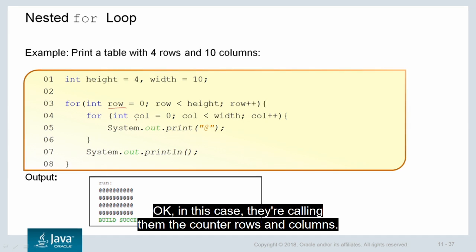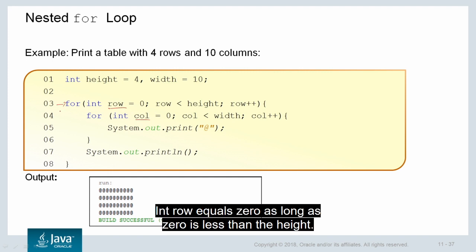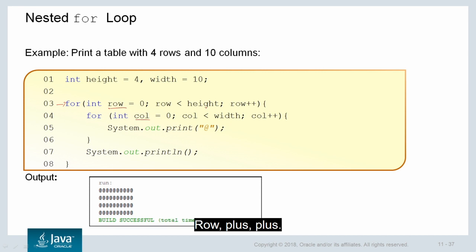Okay, in this case they're calling the counters rows and columns. So what is going on here? It's an example where we're printing a table of 4 rows and 10 columns using the at character. First loop right here: int row equals 0, as long as the row is less than the height, row plus plus. Nothing is actually printed yet, so then we have our inner for loop.